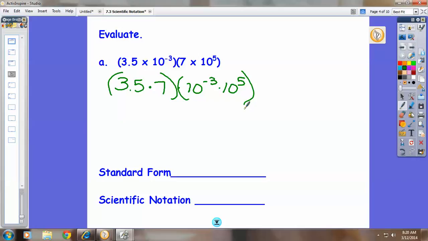So, with that, wouldn't you add the negative 3 and 5? Yep, you're exactly right. Let's go ahead and do that. If we have 10 to the negative 3 times 10 to the 5th, we've done that. So we took a quiz over this the other day, didn't we? What do we do to those exponents when we multiply our bases? Add them. And negative 3 plus 5 is 2. Let's go ahead and multiply 3.5 times 7. What is 3.5 times 7?